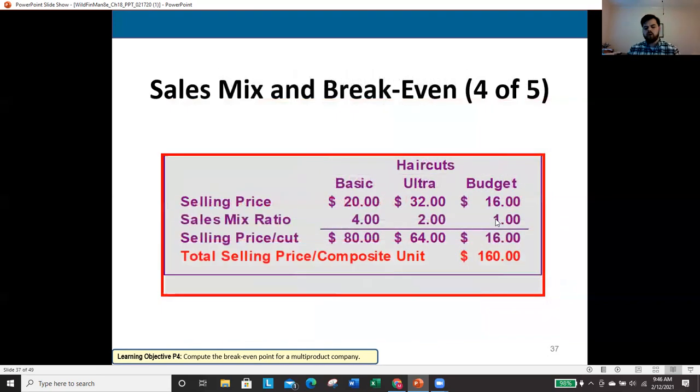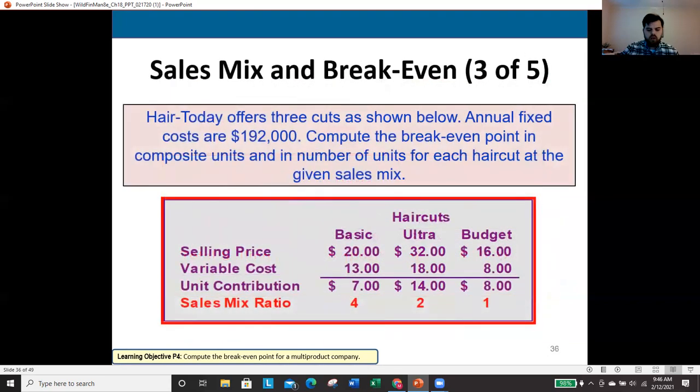Now, that is one way you can do this. The other way you can do this, simply come in, look at this table. 7 times 4, that is 28. 14 times 2, that is 28. 8 times 1, that is 8. 28 plus 28 plus 8, this is also 64.